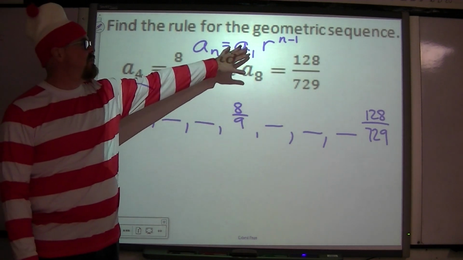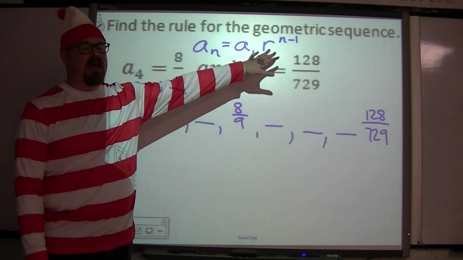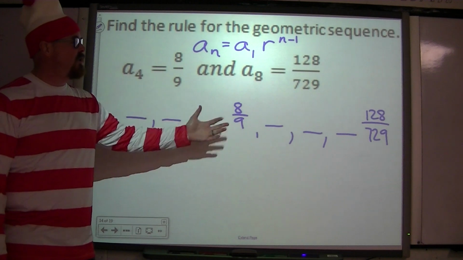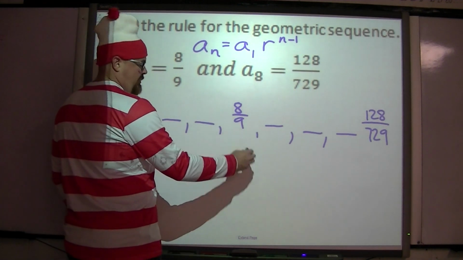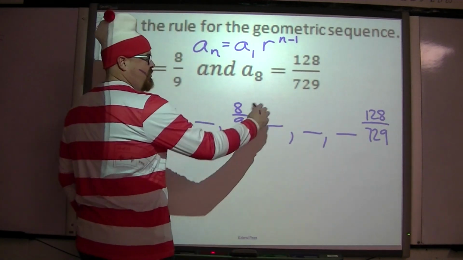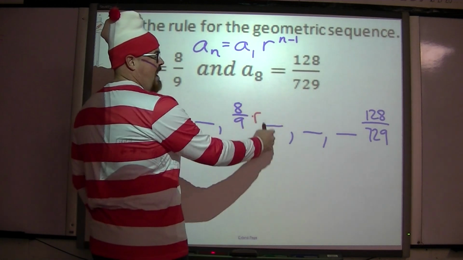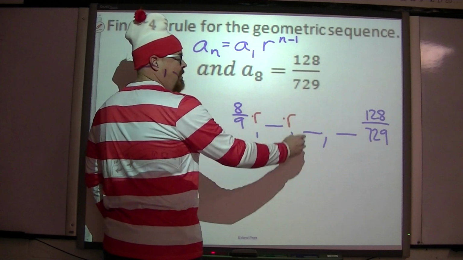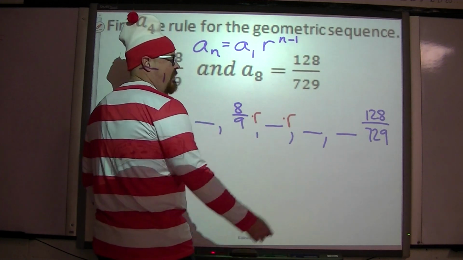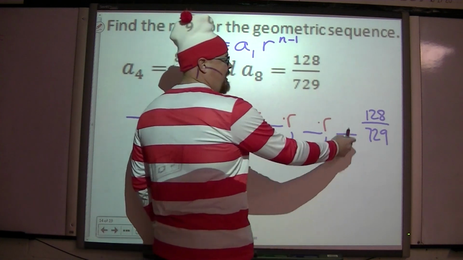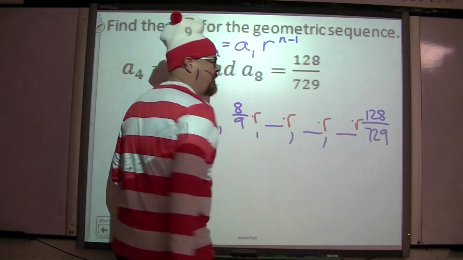In order to find the first term and the common ratio with these pieces of information, we could look at this and say, well, if this is the fourth term, in order to get the fifth term, I'd have to multiply this times r. And then I'd have that, and I'd multiply it times r to get this term. And then I'd have that term and multiply it times r to get that term. And then I'd have that term and multiply it times r to get to here.